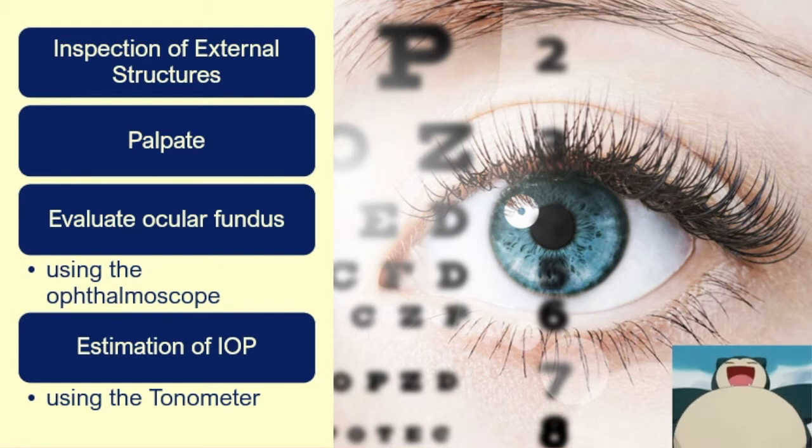So, take note, the device that is used to evaluate your IOP is what we refer to as your tonometer. IOP, by the way, is your intraocular pressure. If we have ICP for the brain, we also have IOP for your eyes. So again, that stands for intraocular pressure, and the equipment used to measure that is your tonometer.